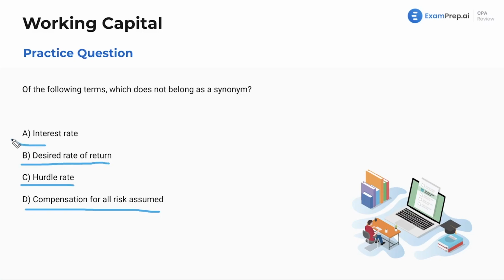Interest rate is the odd one out here, right? This is its own term. It's just an interest rate, and you should definitely be familiar with an interest rate right now, right? So all three are synonyms. Interest rate is not an antonym, just not related to these other ones.